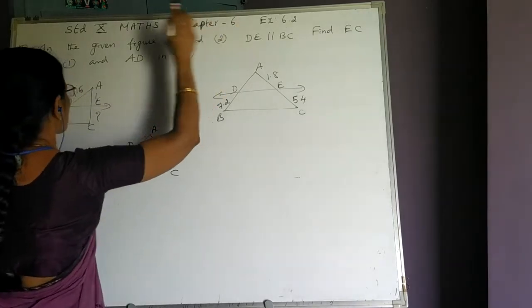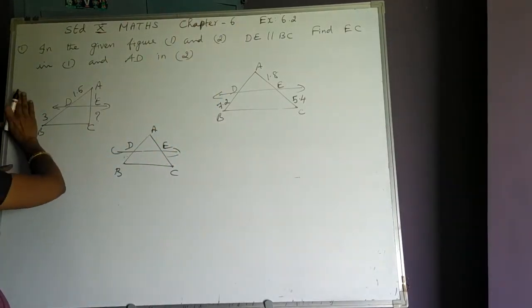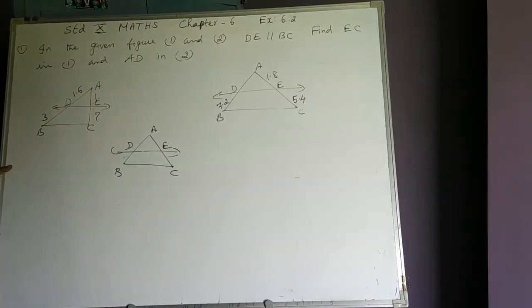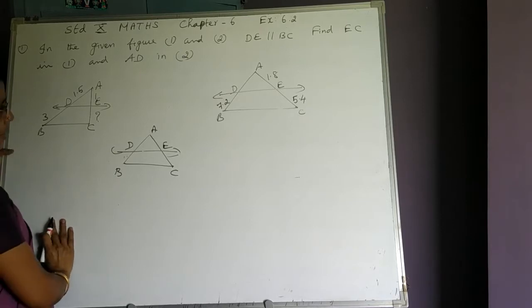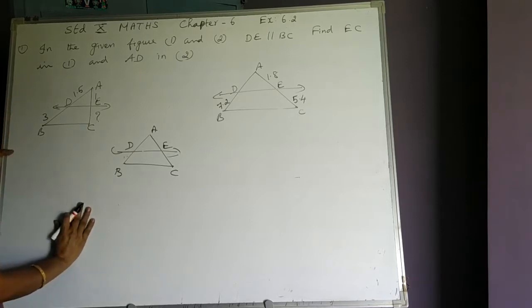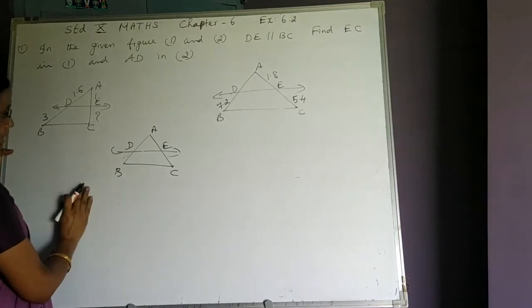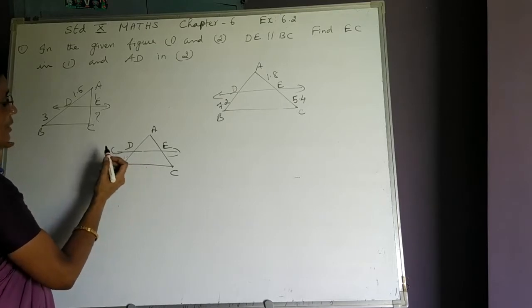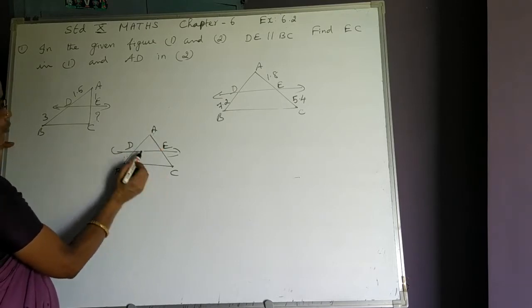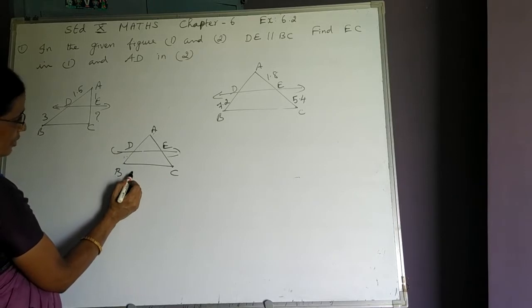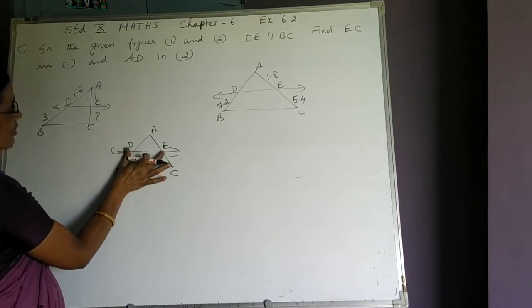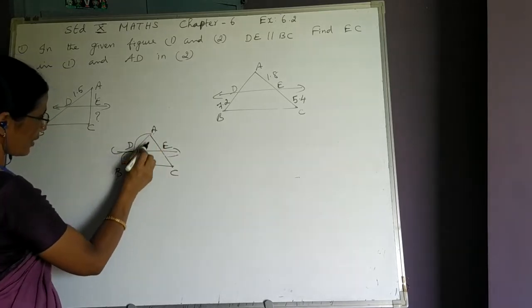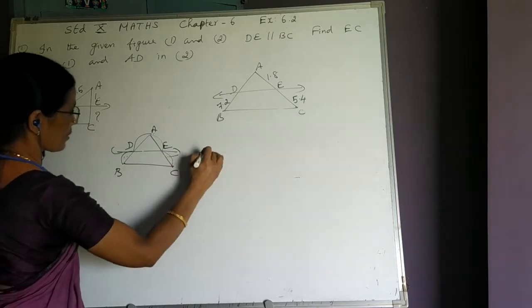Chapter 6, exercise 6.2. Before we learn this answer, first let us recall some points we studied in the previous class. In the previous class we studied the BPT theorem, called the basic proportionality theorem or Thales theorem, which is theorem number 6.1. What the theorem says: in triangle ABC, if a line is drawn parallel to one side of the triangle and if the line intersects the remaining two sides at two distinct points, then we proved AD upon BD is equal to AE upon EC.